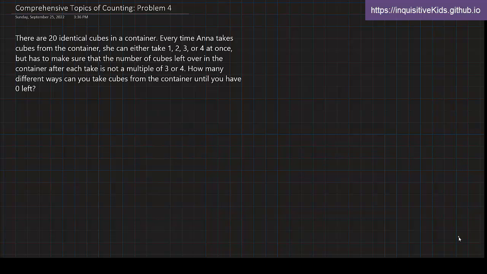Problem 4. There are 20 identical cubes in a container. Every time Anna takes cubes from the container, she can either take 1, 2, 3, or 4 at once, but has to make sure that the number of cubes left over in the container after each take is not a multiple of 3 or 4. How many different ways can you take cubes from the container until you have 0 left?